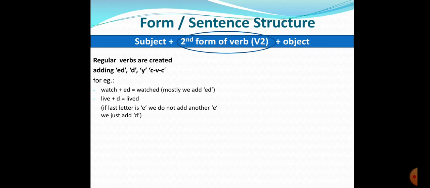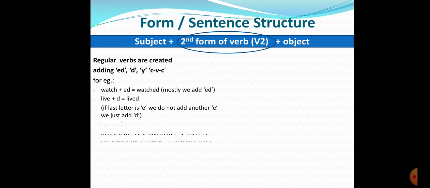Second is live plus d equals to lived. Now you can see here I have just added d. Why is that so? Because if you notice the word live, L-I-V-E, already has e at the end. So there is no need to add another e to it. Understood the difference? So we will here simply add the letter d. So live plus d equals to lived. Okay, hope this is clear, students. Do not get confused. There are many words like that.